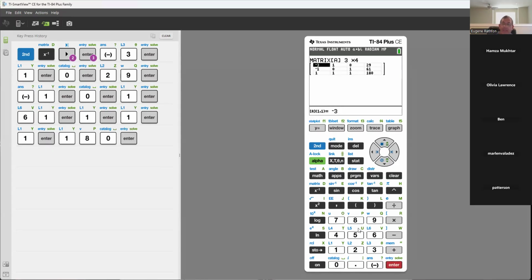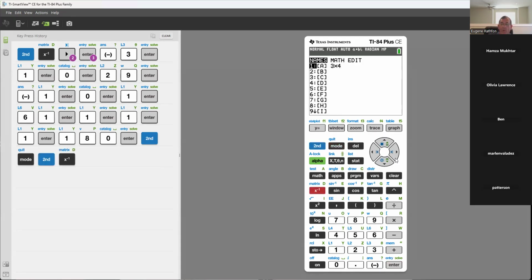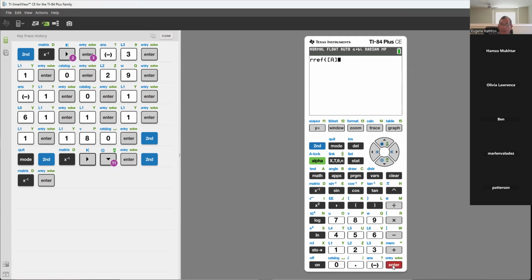All right, so we got our matrix in. Second mode to quit. Now we're going to go second, x negative 1, math. Arrow down to RREF. Enter. Go back and get our matrix A. Second, x negative 1, enter. All right, y'all, when we hit enter, we get 18, 83, and 79. So they work out nicely.